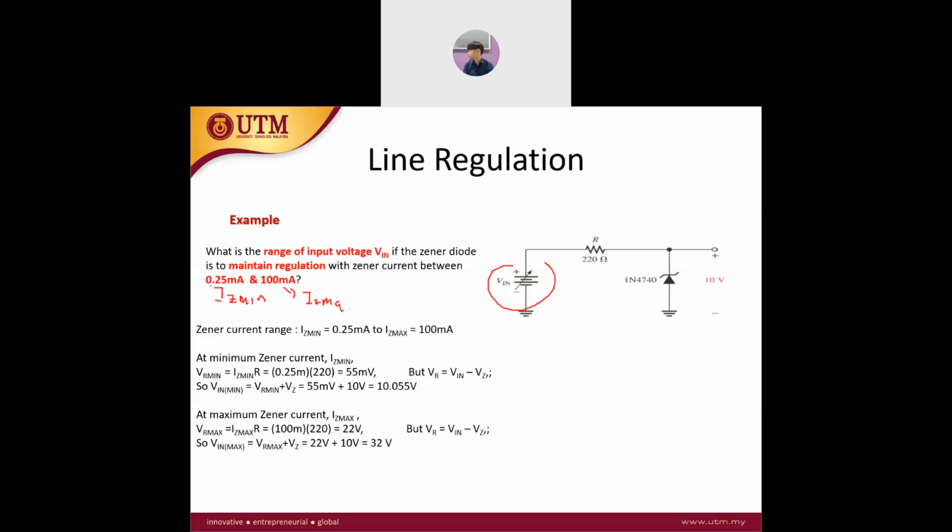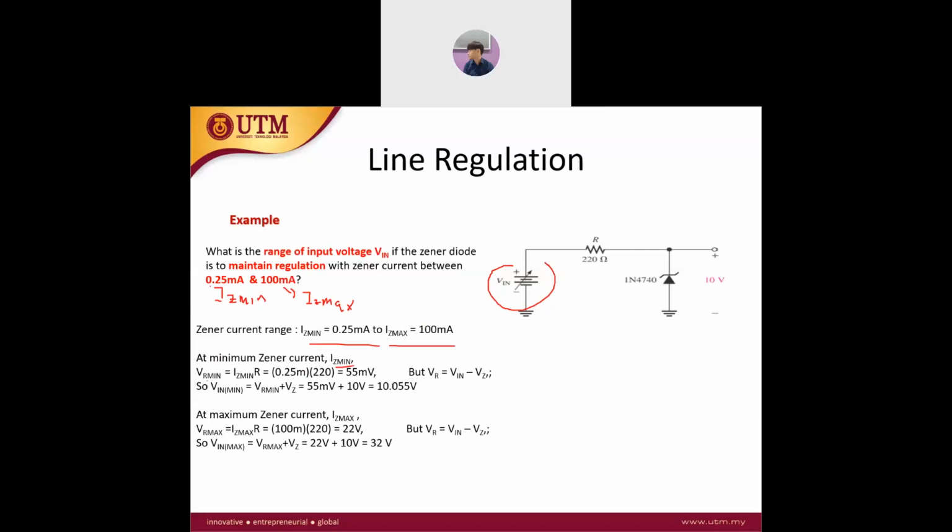So extracting the information, we have been given IZ min equals 0.25 and IZ max equals 100 milliampere. We're going to analyze with the given value of Zener current minimum, and then we analyze the next one with the given value of IZ maximum. At minimum Zener current, IZ min, the diode operates in the Zener breakdown region.